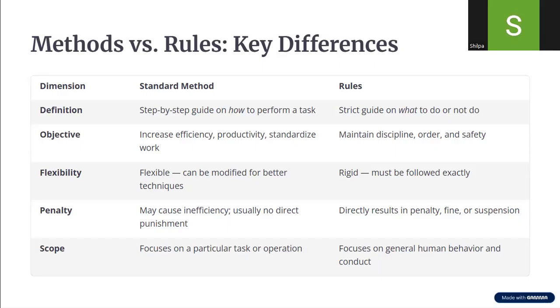What is the objective of a standard method? It increases efficiency and productivity, and standardizes the work.